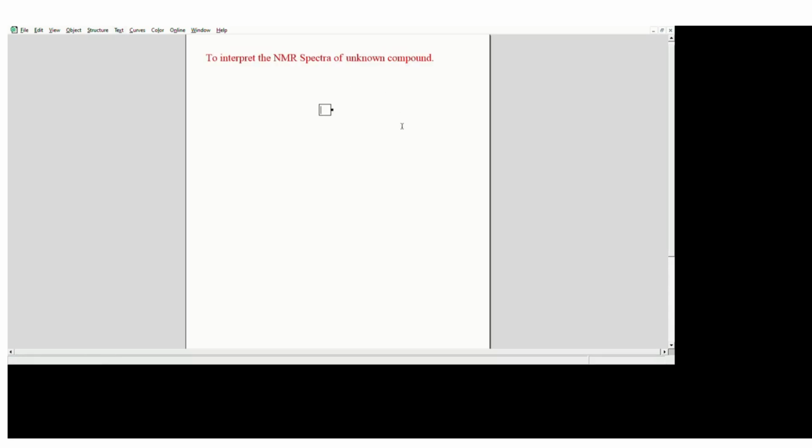Before that, you should know what the objective of doing the NMR is. Why do we do it? In the NMR, we come to know about proton and carbon. It is basically nuclear magnetic resonance. In this, we know how many protons are present in the given compound. As the aim is clear to everyone, this is for an unknown compound.